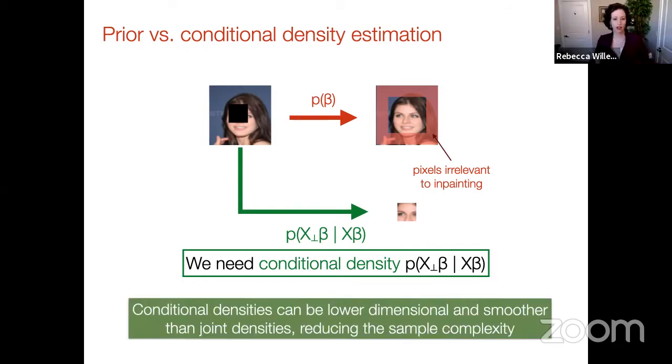There's a wealth of literature in statistics on density estimation and conditional density estimation that describes how many samples we need to achieve a target level of accuracy in estimating the density or conditional density. In particular, in many cases, the conditional density can be lower dimensional or smoother than the full joint density, and so learning it can require dramatically fewer samples.